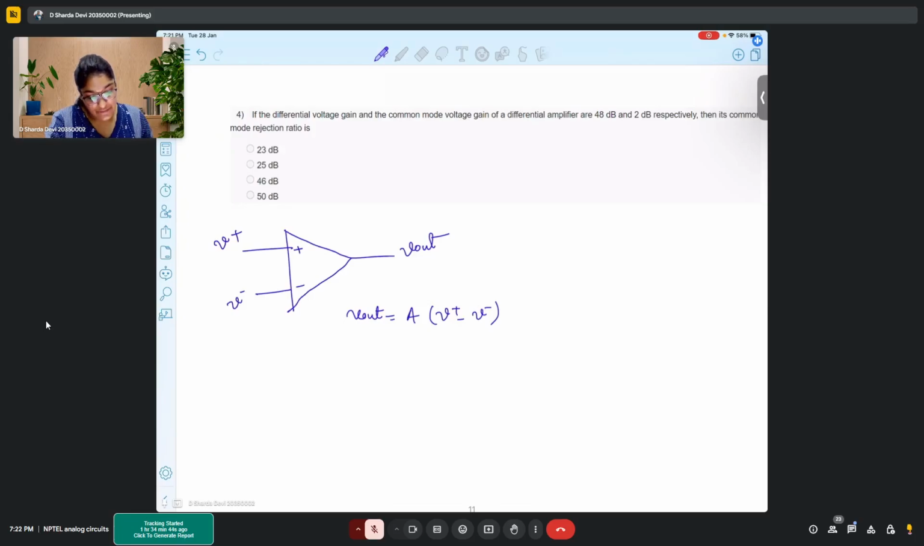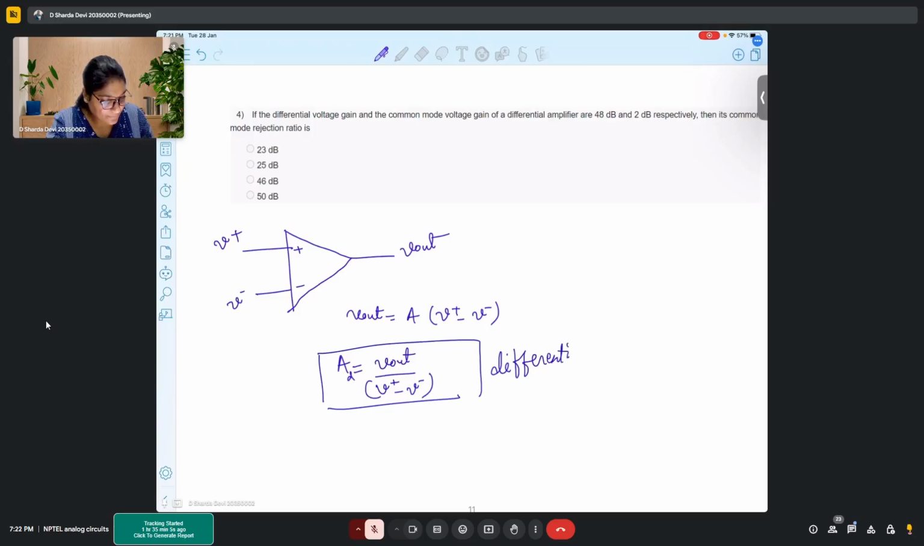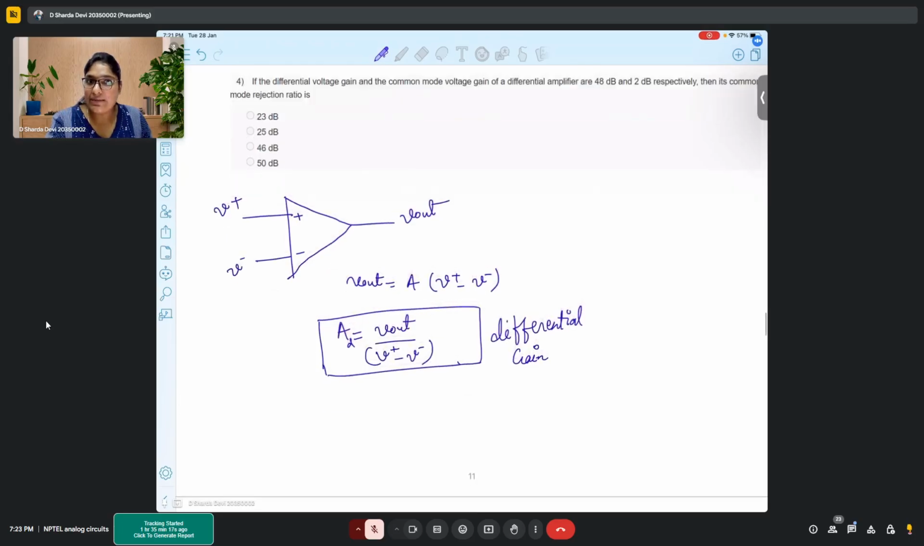So when you have different inputs, then you will get this difference, right? And the gain, what you find from this differential input, we call it AD or differential gain. When your input is different, like V plus and V minus are different from one another, the gain that you obtain, we call it as differential gain.